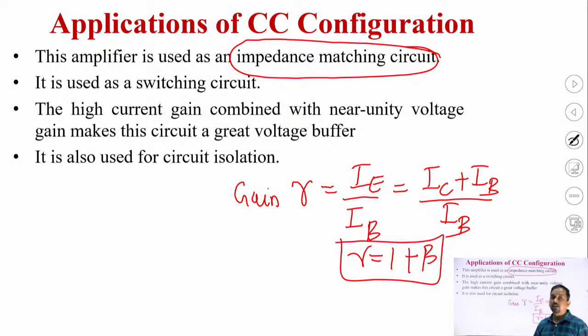So the current gain for the common collector configuration is very high, which is 1 plus beta, but the voltage gain of this circuit is very small, which is nearly equal to 1. Ideally it is equal to 1, so that's why it is being used in the impedance matching circuits. Also it can be used in circuit isolation.